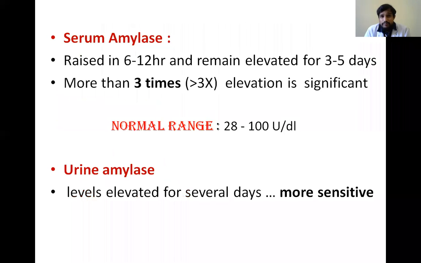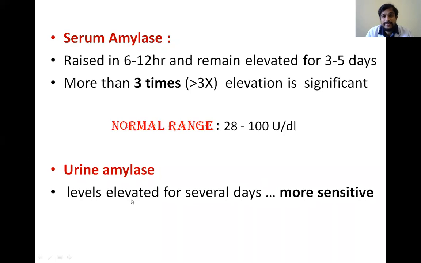Here, the important thing is when the amylase levels are increased 3 times, when there is 3 times elevation, then we can suspect pancreatitis. So 3 times elevation is significant here, which makes us approach the diagnosis of pancreatitis. So the normal range is 28 to 100 units per deciliter.